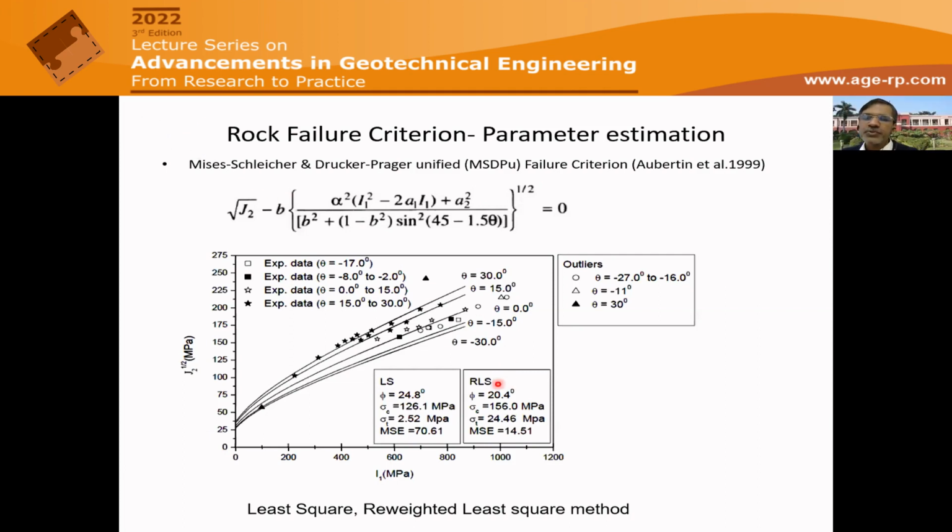So that is called least median square, and using that you can remove out these outliers.